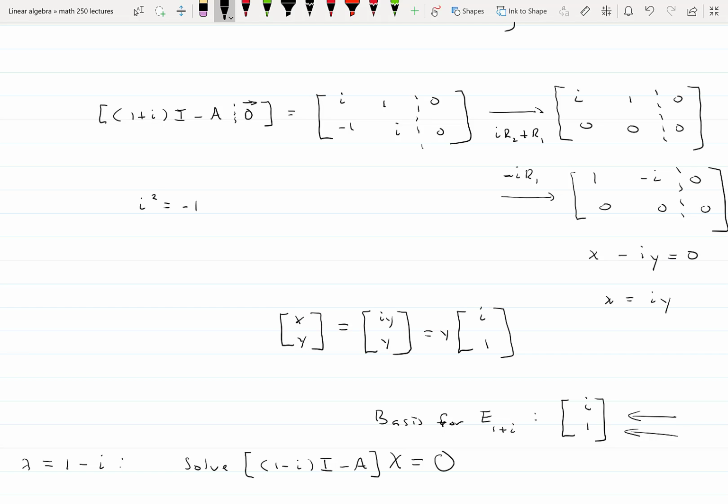Our last theorem guarantees me that for the other eigenvalue 1 minus i, all I have to do is find the conjugates of the basis vectors for 1 plus i. So all I would have to do is find the conjugate of i, which is negative i, and the conjugate of a real number is just itself. So all I would have to do is state that the basis for the eigenspace corresponding to 1 minus i is just the column vector negative i and 1. Okay, so it shaves off a bunch of work.